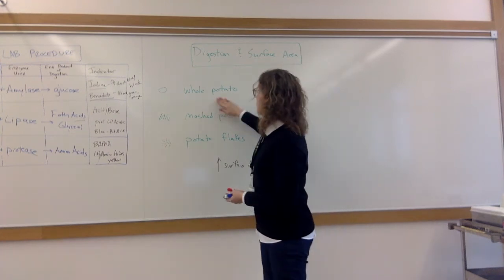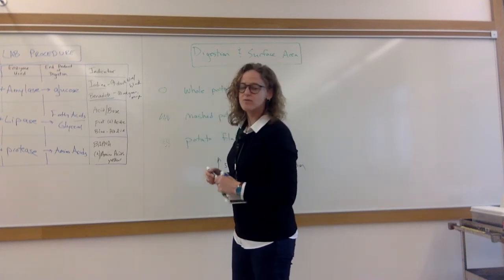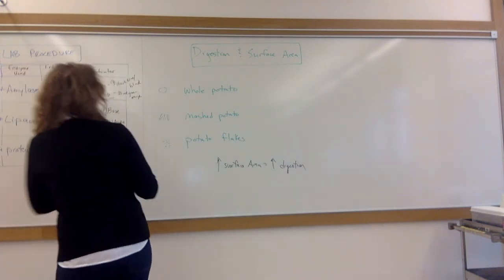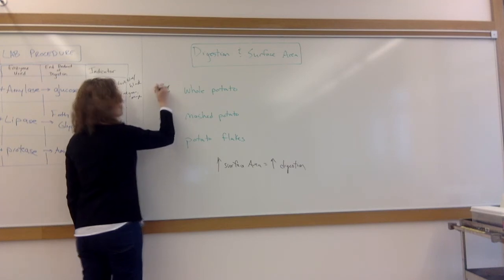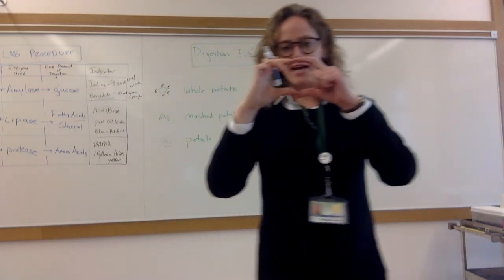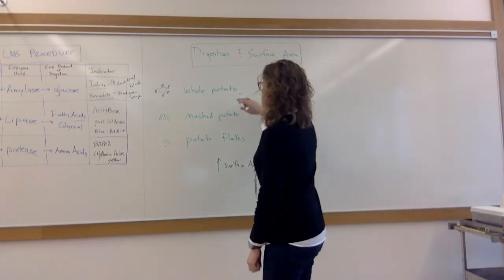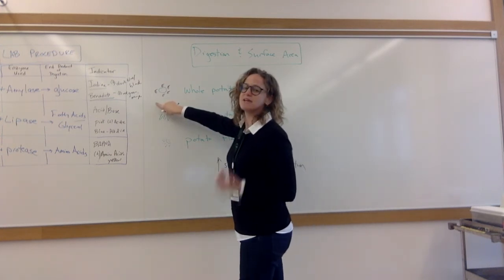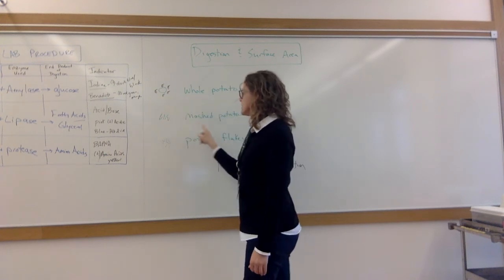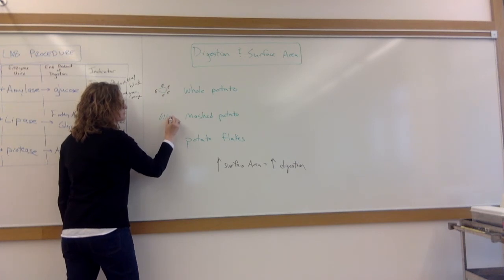So let's take our whole potato, and I have a really rudimentary drawing. If I just have a whole potato, maybe I can only fit 1, 2, 3, 4, 5 enzymes on it. So a whole potato piece maybe only has space for 5 enzymes to fit. So smallest surface area, least amount of digestion, because there's the least amount of space for enzymes to bind to the substrate.